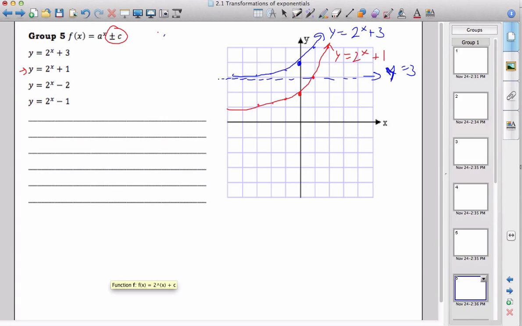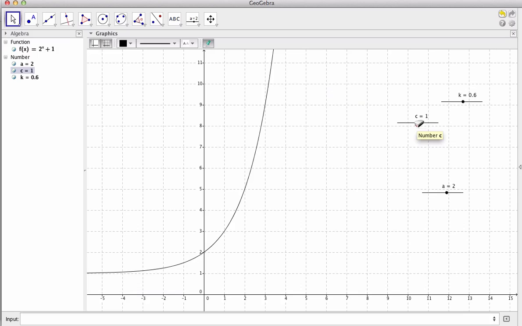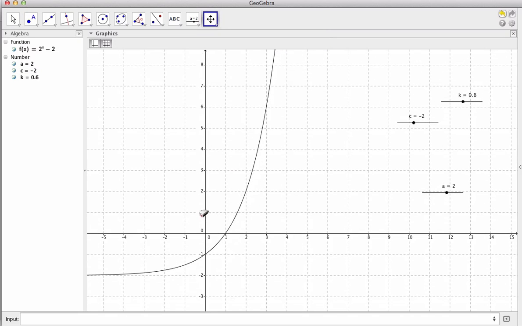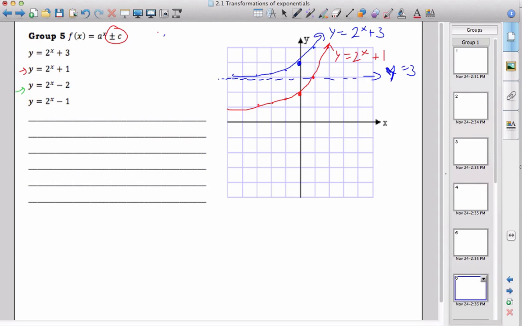And for minus 2, you can guess what's going to happen. If I change the slider to minus 2, then actually I'm going to move the graph now and just check it out. The y-intercept is normally at 1, but now it's down 2. The horizontal asymptote is normally at y equals 0, now it's at y equals negative 2, so it shifted the whole graph down 2. Alright, so it looks like it's right here. So that's the graph of y equals 2 to the power of x minus 2.